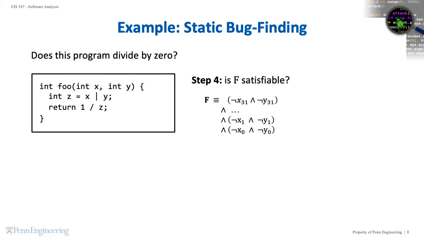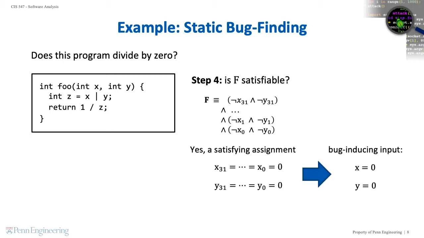In the next step, we feed the formula to a SAT solver. The solver returns a satisfying assignment, namely one where all 32 Boolean variables corresponding to each of x and y are false. This satisfying assignment corresponds to a bug-inducing input where x and y are 0. Indeed, it is easy to see that this program divides by 0 on that input.